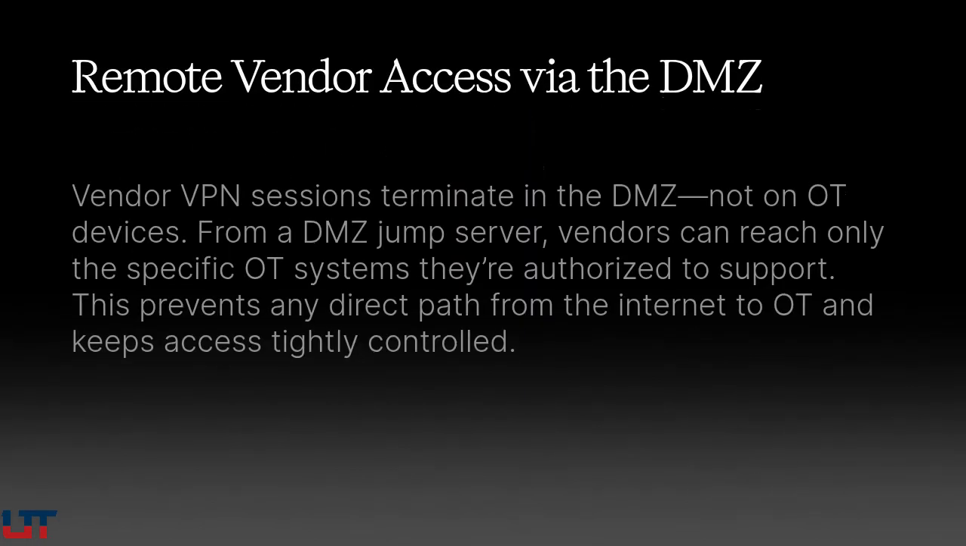Remote vendor connections work the same way. The vendor's VPN session terminates in the DMZ. From the DMZ jump server, the vendor can access only the specific OT devices their work requires. There's no direct path from the internet to an OT device, whatsoever. A jump server is a machine that you position inside the DMZ for that purpose, for vendors or others to be able to access, come through one side of the DMZ, and then get into the OT side.